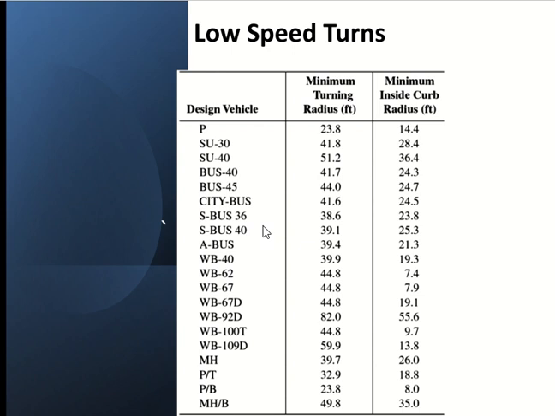If you are having a low speed turn, you can design the turn according to the size of the vehicle. You can see the size of the vehicle is given in the first column. Then you can see the radius of the road and the radius of the inside curve. Radius of the road means the center line, the radius of the center line. And this is the radius of the inside edge of the road.